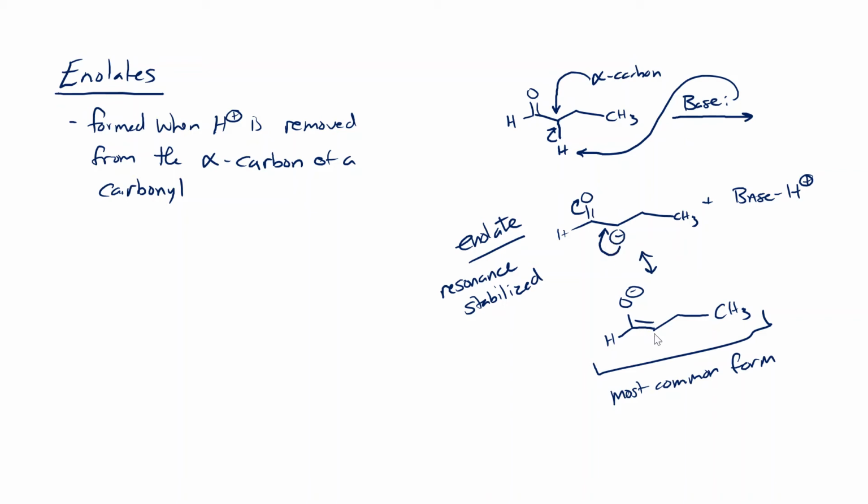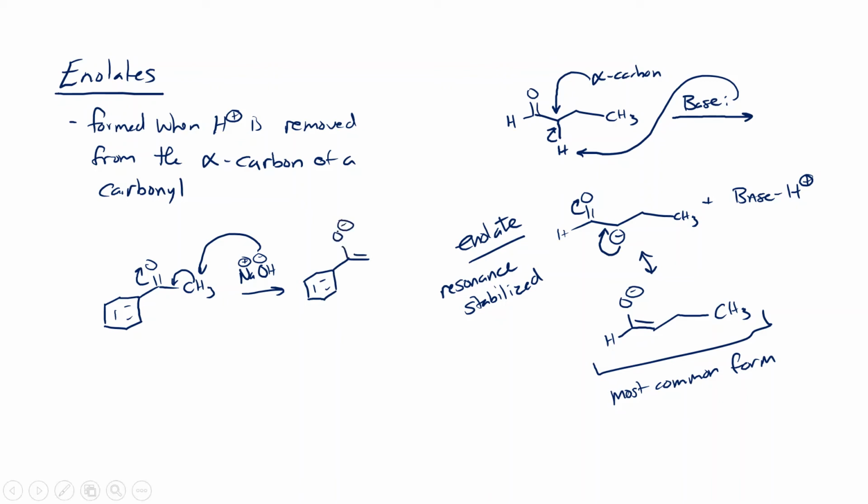So most often when we draw the formation of an enolate, let's say that we have acetophenone here, and we treat that with some base. I'm just going to use sodium hydroxide. That's going to come get one of these hydrogens. We're going to make the pi bond, and we're going to push those electrons to the oxygen. We're going to do all of that in one go. And what we're going to end up with is the enolate form, which looks like this. So this is how we make enolates.